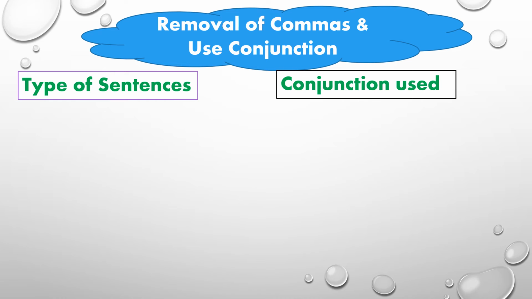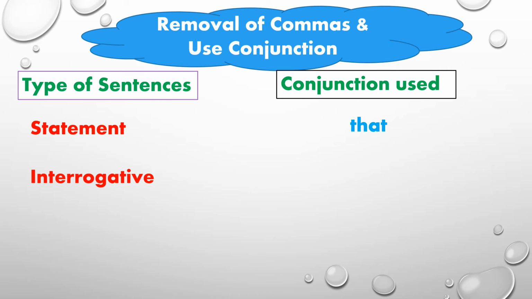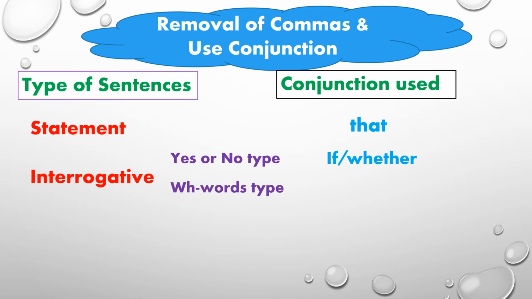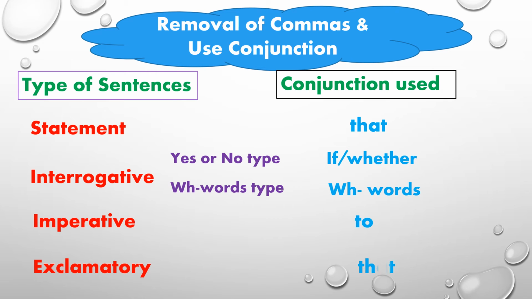Type of sentences and conjunction used. Statement: used the conjunction that. Interrogative, two types. Yes or no type: used the conjunction if or whether. WH word type: used the conjunction WH words. Imperative: used the conjunction to. Exclamatory: used the conjunction that.